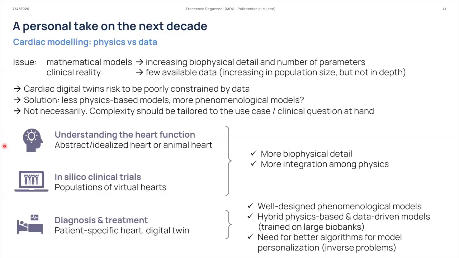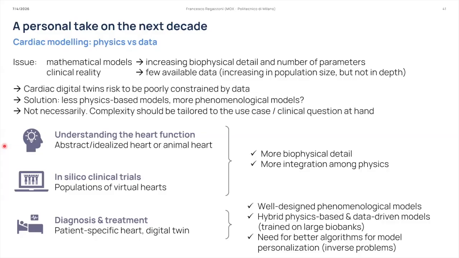We need more biophysically detailed models, and we need even more integration among the different physics, because the heart function really emerges from the interaction of different physical processes, and there are a lot of regulatory mechanisms that are still not yet well captured by mathematical models. And for these use cases, we really need a mechanistic understanding.